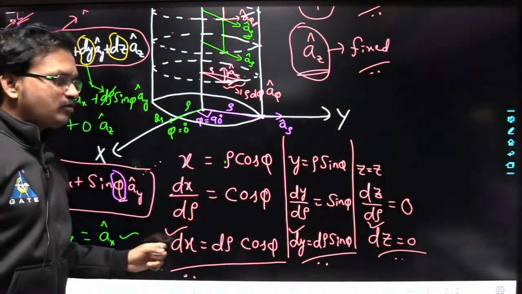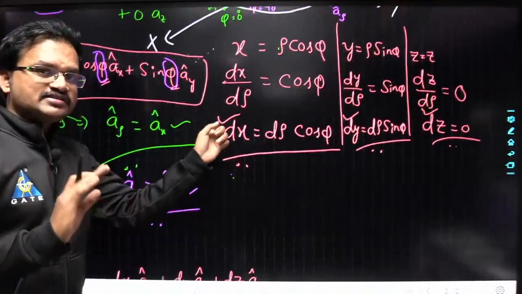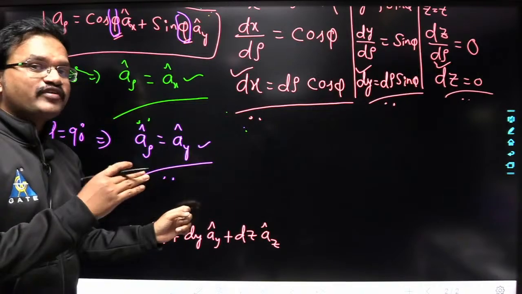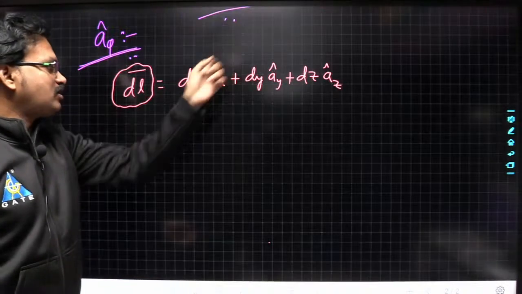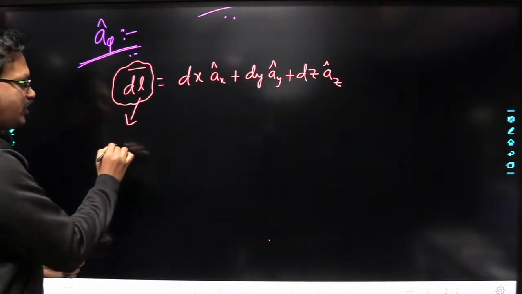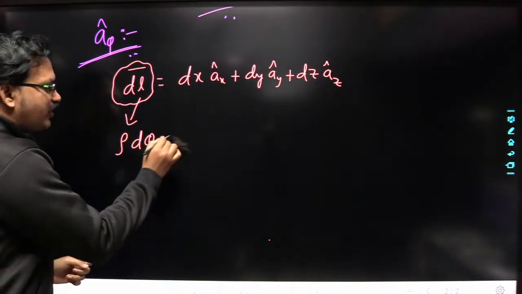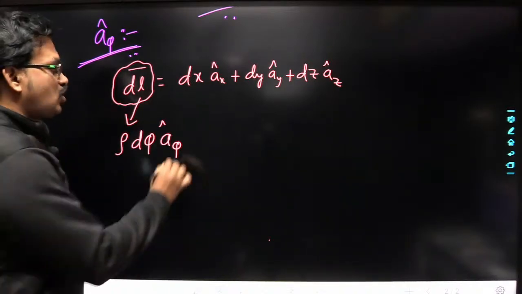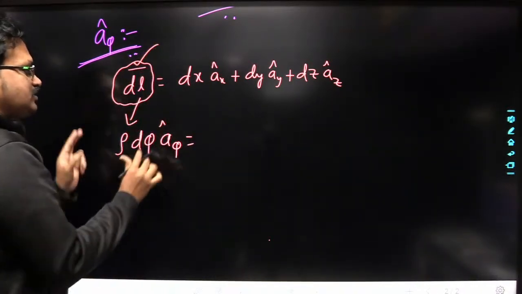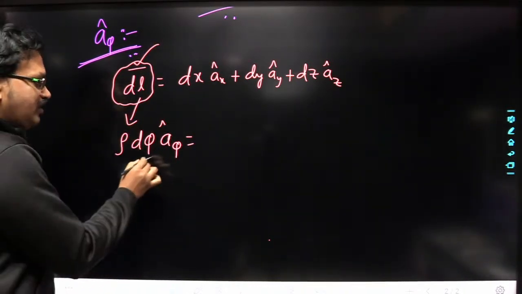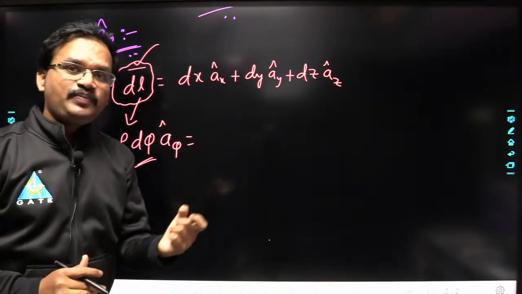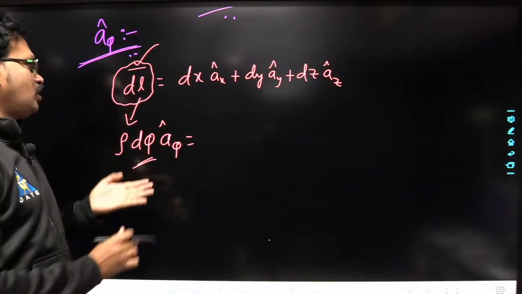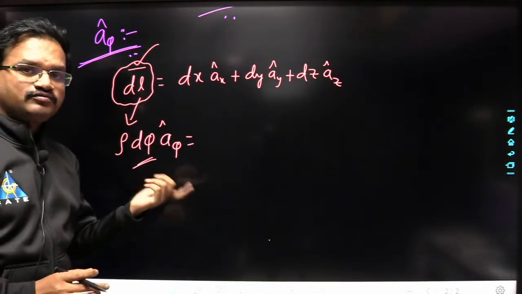So if you move along phi here, what is the differential length you are going to get? You have to say differential arc length. On the LHS side you are going to get rho d phi a phi cap. So on the LHS side we have determined the small differential arc length by varying only phi and keeping rho and z constant. Rho and z are constant. By varying only phi, we have determined the differential length along phi.